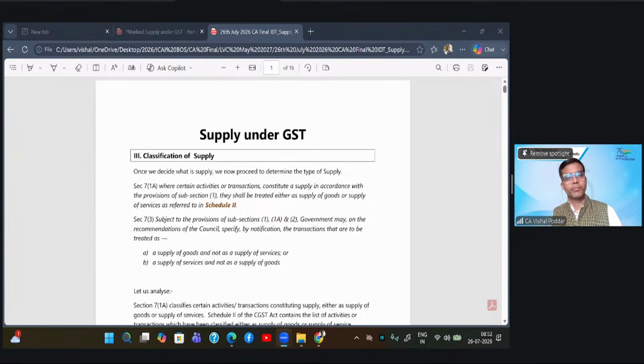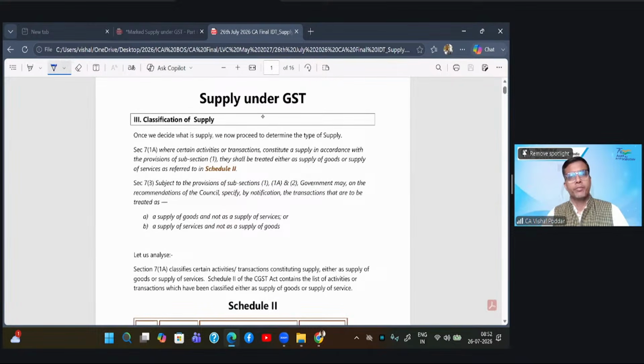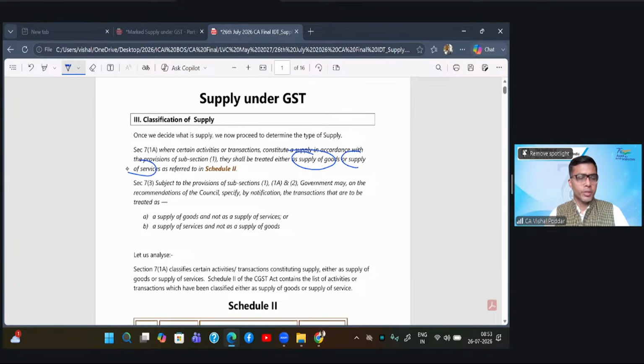Let us proceed. We are now discussing the third limb of the supply concept, that is, the classification of supply. Once you determine that a commercial transaction is a supply, the next step is determining whether it is to be treated as supply of goods or supply of services. You will say, sir, why? GST is a common tax on both goods and services. Now we have a single tax.